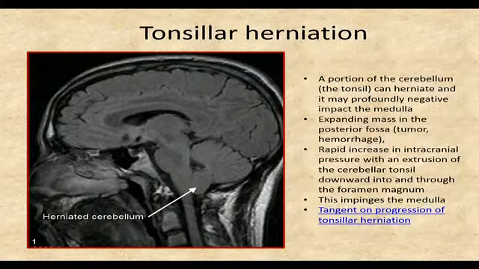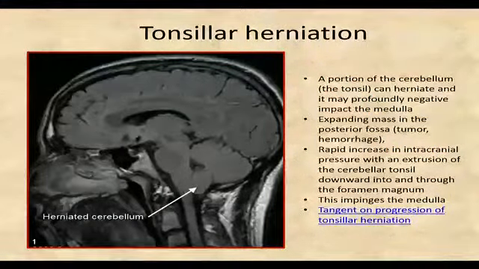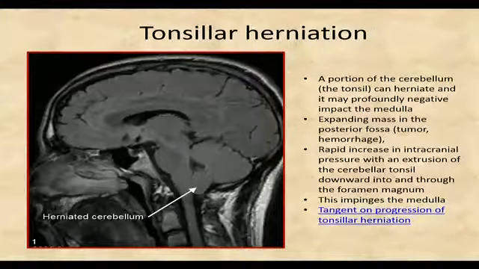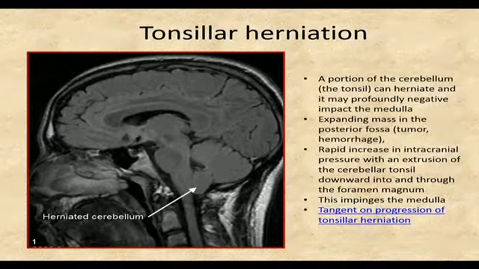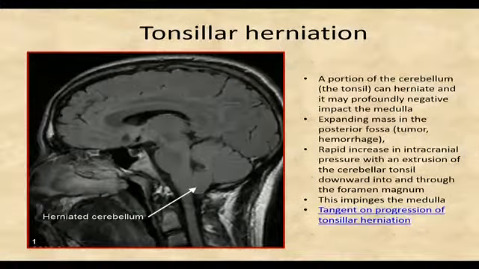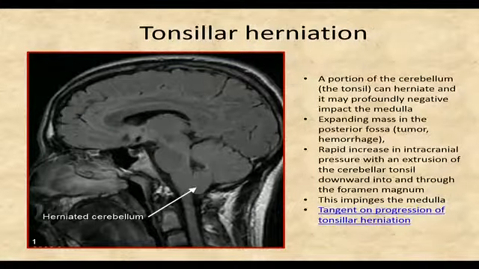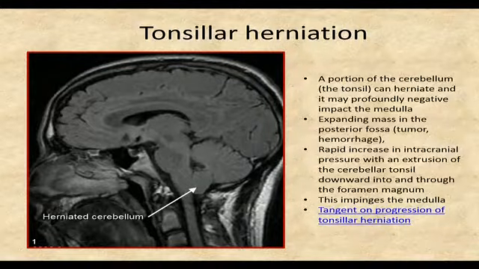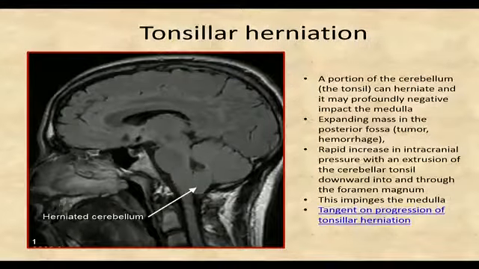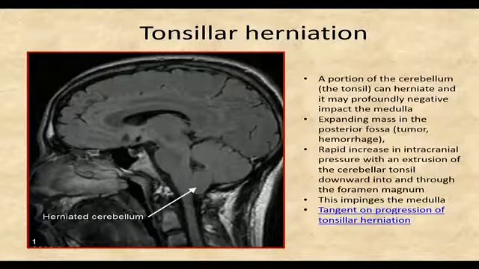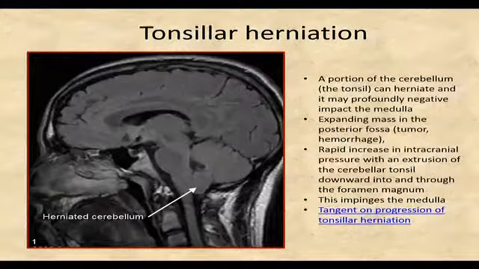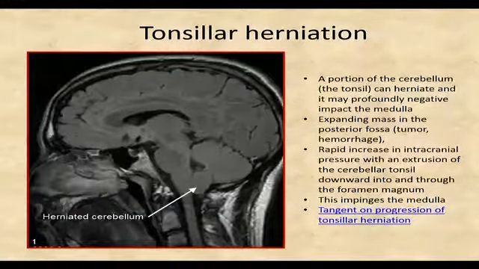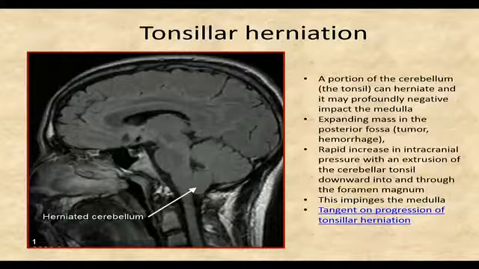Another thing that is important when you're talking about the medulla oblongata is that an important cerebellar structure called the tonsil is nearby. If you have downward pressure on the cerebellum, or growth, a bleed, any reason why you have a pressure increase in the posterior cranial fossa, the cerebellum is going to push downward, and it's going to squeeze and impinge the medulla oblongata. This is called a tonsillar herniation.